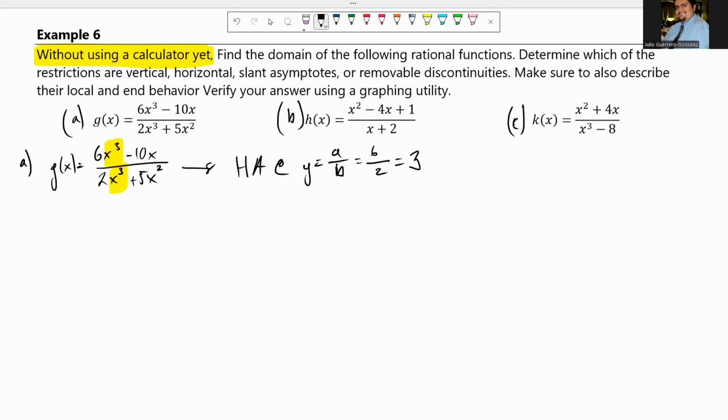Okay, so what I'm going to do, I'm going to factor this. I'm going to try to factor out as much as possible, right? So from the top, I can do x times 6x squared minus 10, all over the bottom, which is going to be x squared times 2x plus 5.